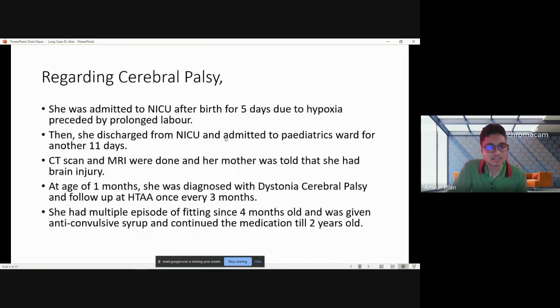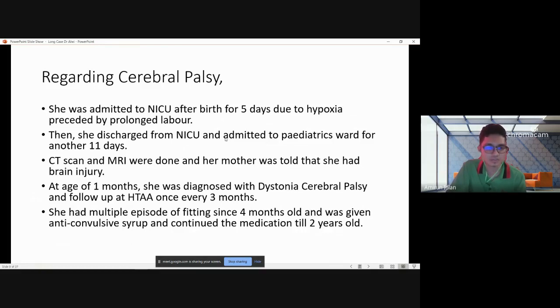So regarding the cerebral palsy, she was admitted to NICU after birth for 5 days due to hypoxia preceded by prolonged labor. Then she was discharged from NICU and admitted to pediatric wards for another 11 days. CT scan and MRI were done, and her mother was told that she had brain injury. At age of 1 month old, she was diagnosed with dystonic cerebral palsy and was followed up at HTA once every 3 months.